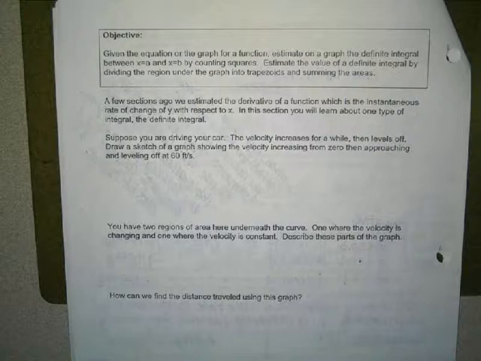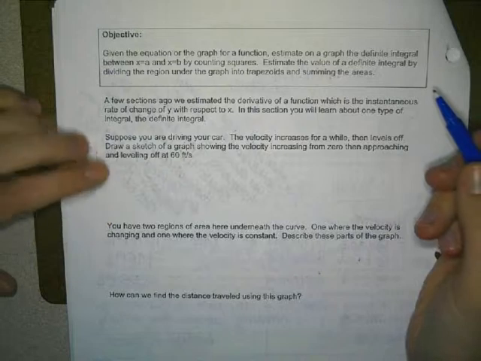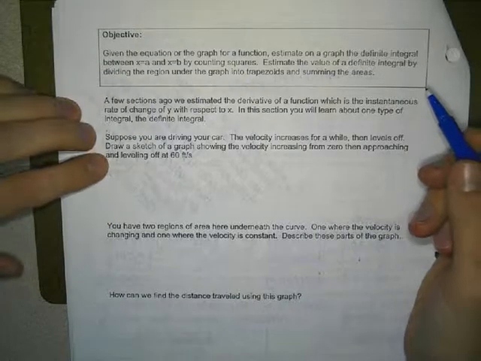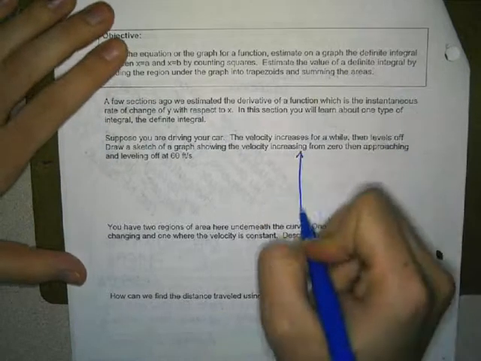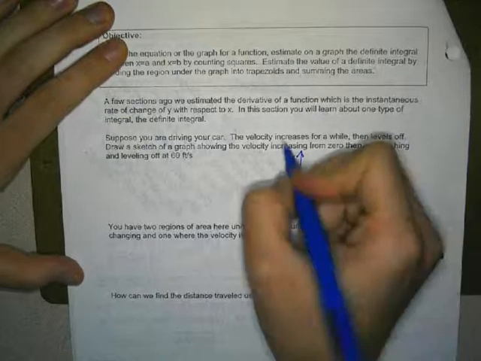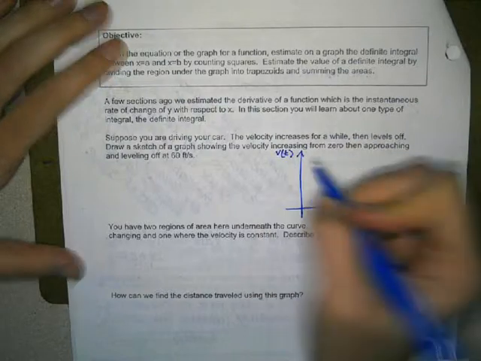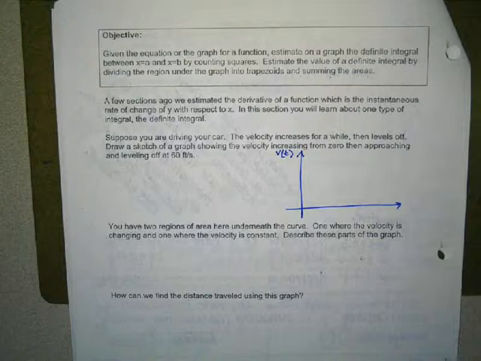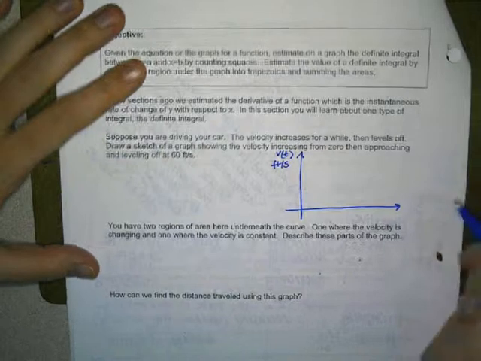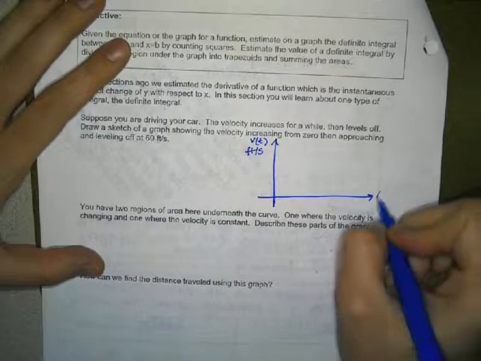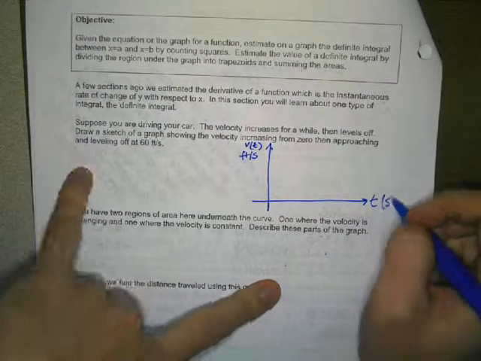The velocity increases for a while, then levels off, and we're going to draw a sketch of a graph showing the velocity increasing from 0, then approaching and leveling off at 60 feet per second. Now what you have to know in this graph is that the y-axis here represents velocity. So we're going to label that velocity in terms of time, feet per second. And then the x-axis here is going to be time, in seconds.